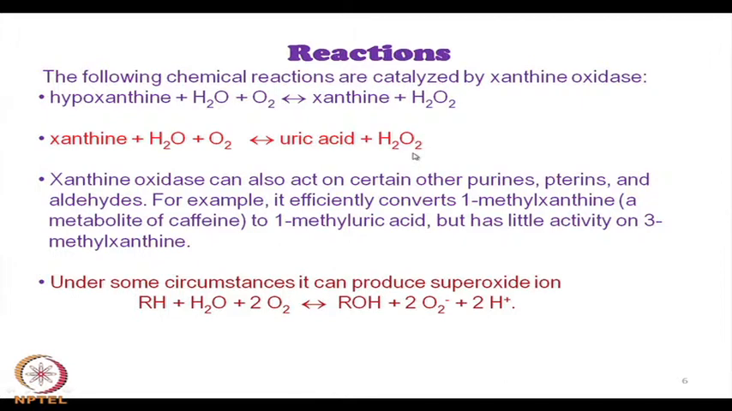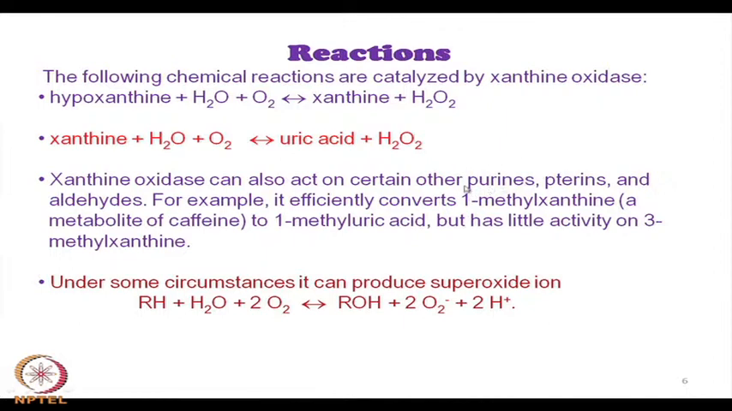giving you uric acid and hydrogen peroxide, and the formation of xanthine is also in a similar fashion, catalyzed by water and oxygen and forming hydrogen peroxide over there. So, xanthine oxidase can also act on certain other purines. This is interesting. So, any kind of purine like substrate that we can have.